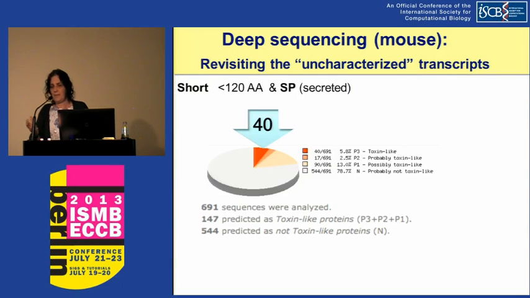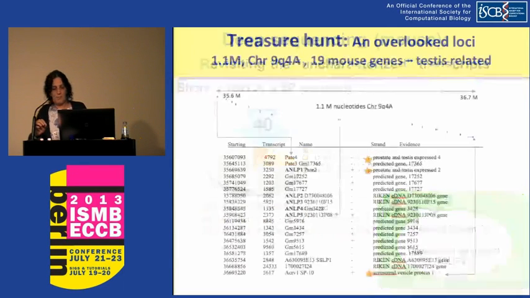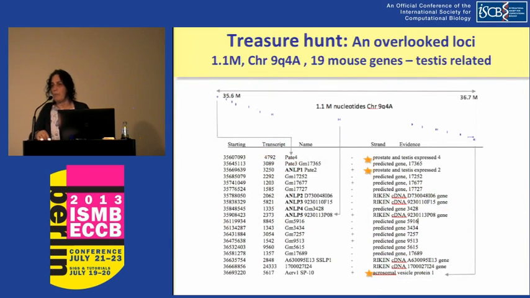So what is it? The surprising story is that among mammals, we found an unexpected richness of TOLIPs. I'll show you one group of those TOLIPs. On the top panel, you see 1.1 million bases in the mouse chromosome, and a list of many predicted and unknown genes, 19 altogether. 5 of them, we call as a new entity, ANLP, for alpha-neurotoxin-like proteins.